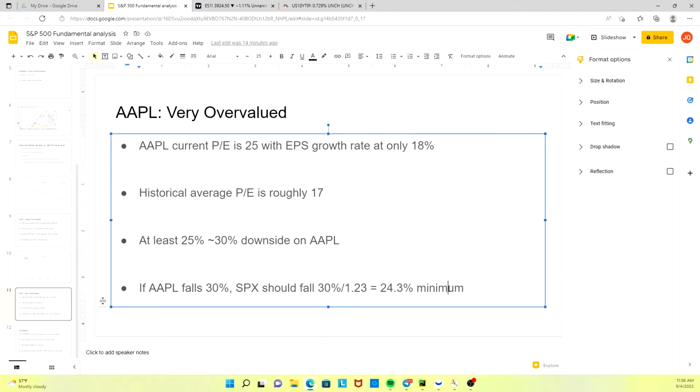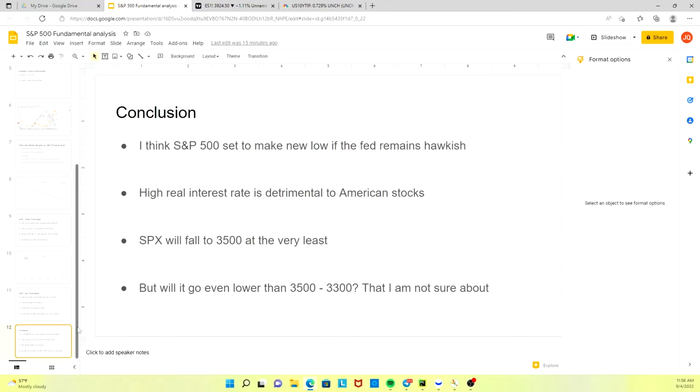So in this kind of environment, Apple is very expensive. So if Apple falls 30%, the S&P 500 should fall about 25% if we use this beta to calculate an estimate of its downside. So that's part two. That's what I want to show you guys about this analysis, basically.